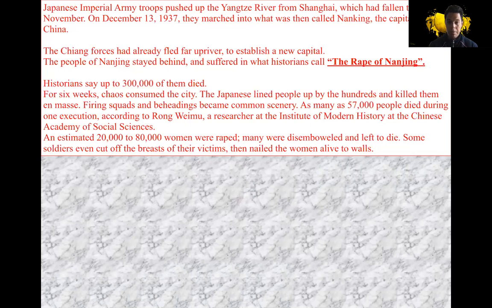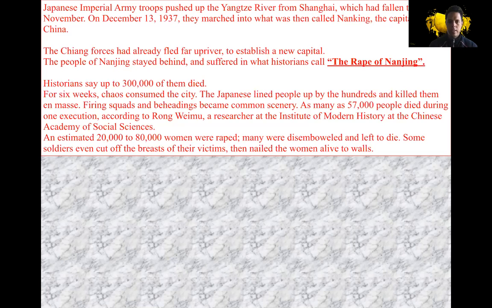There would be a terrible massacre in the city of Shanghai, but nothing that would be compared to what would start on December 13th, 1937, when they began to march on the Chinese city of Nanking. The Qiang forces would already have fled upriver, and they would attempt to establish a new capital, and they would essentially leave the capital of Nanking behind to suffer what many historians refer to as the Rape of Nanking. Historians say upwards of 300,000 Chinese civilians would die.